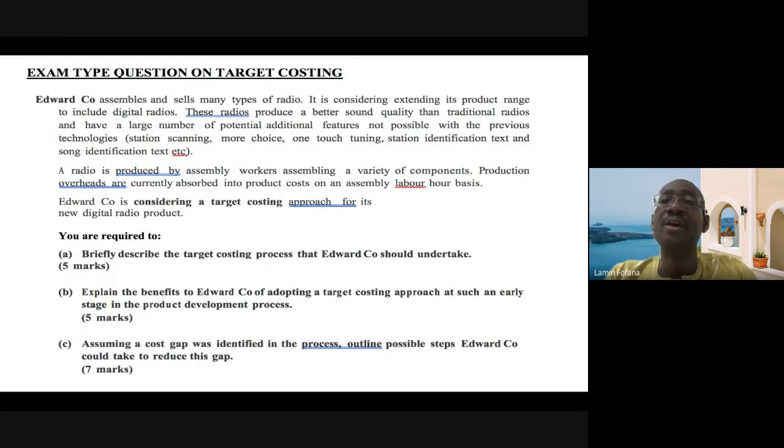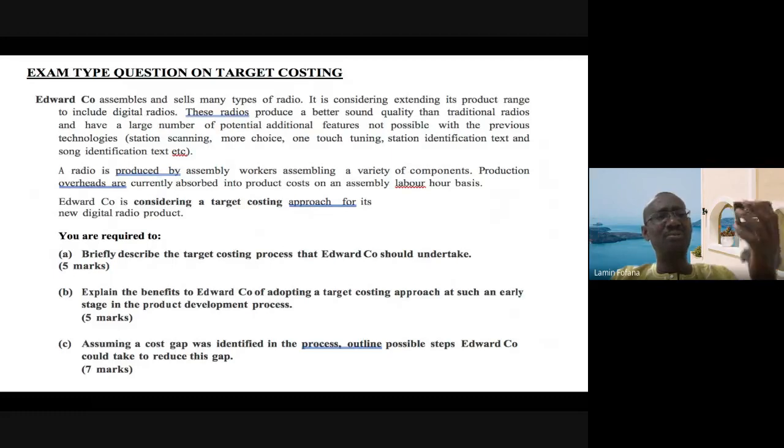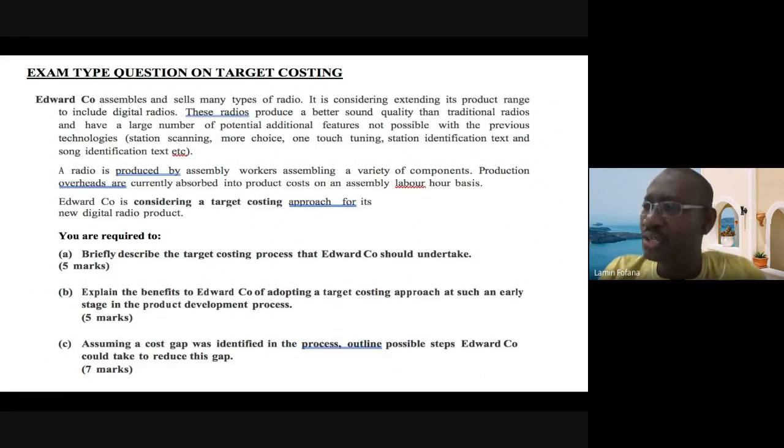So the same thing, when you are given a case in the question, try to visualize the case. It's talking about a radio company, a digital radio. What are some of the things that are going to happen when you're doing a business like this? You have to visualize so that you can answer the question properly. So it says, describe the target costing process that Edwards Company should undertake. So you have to describe the target costing. So how should Edwards Company go ahead with the target costing? What is the process they should undertake?